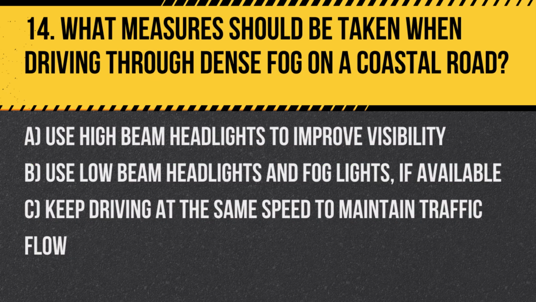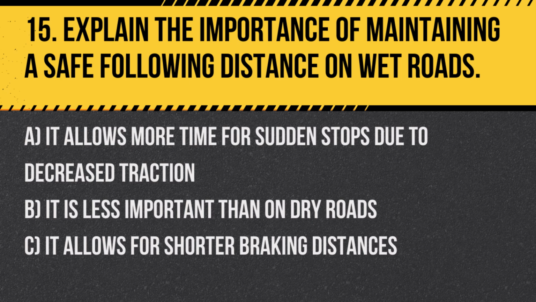Question 14. What measures should be taken when driving through dense fog on a coastal road? A. Use high beam headlights to improve visibility. B. Use low beam headlights and fog lights, if available. C. Keep driving at the same speed to maintain traffic flow. Answer: B. Use low beam headlights and fog lights, if available. High beams can reflect off the fog and further impair visibility, so it's safer to use low beams and fog lights.